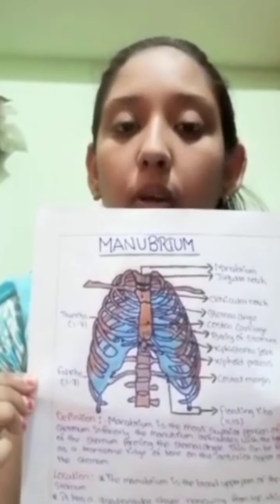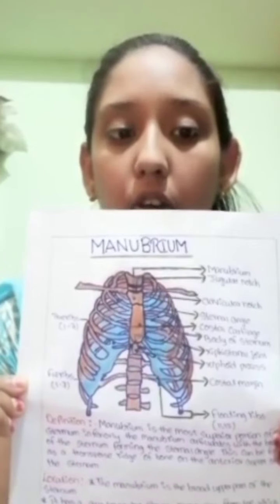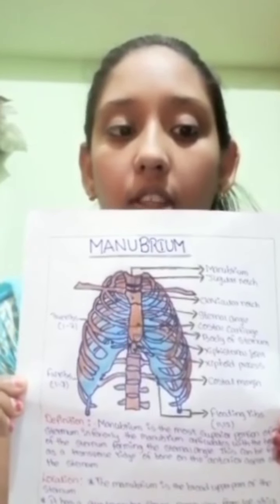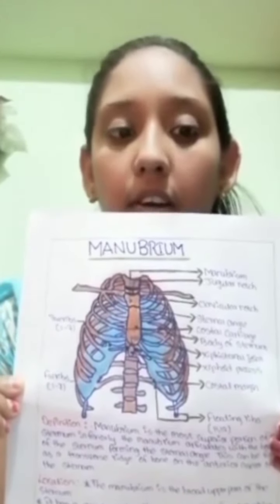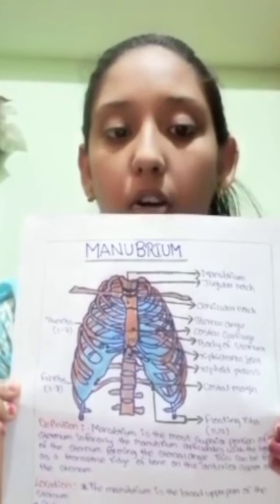Location. The manubrium is a broad upper part of the sternum. It has a quadrangular shape, narrowing toward the tip, which gives it 4 borders. The suprasternal notch is located in the middle of the upper broadest part of the manubrium.